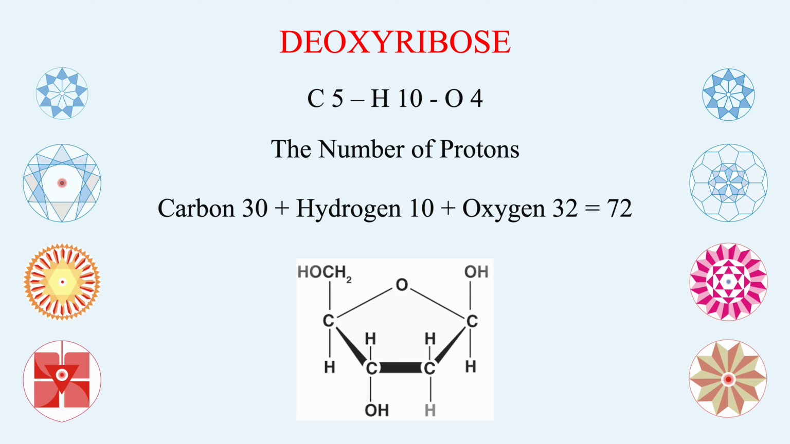Now comes the deoxyribose. It has 5 carbons, 10 hydrogens and 4 oxygens, and the number of protons is 72. Now we are moving to the energy molecules. We have come from ATP, ADP, AMP to this stage. I'm just repeating it: from glucose to fatty acids to amino acids to nucleic acids. Energy molecules: ATP, ADP, AMP.